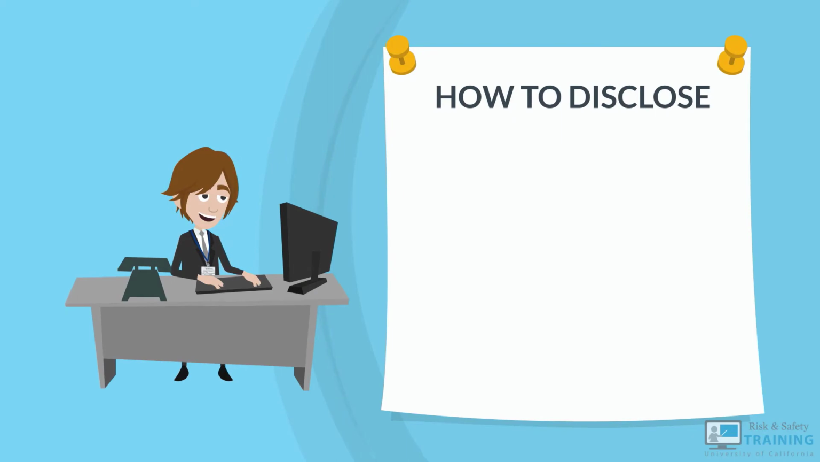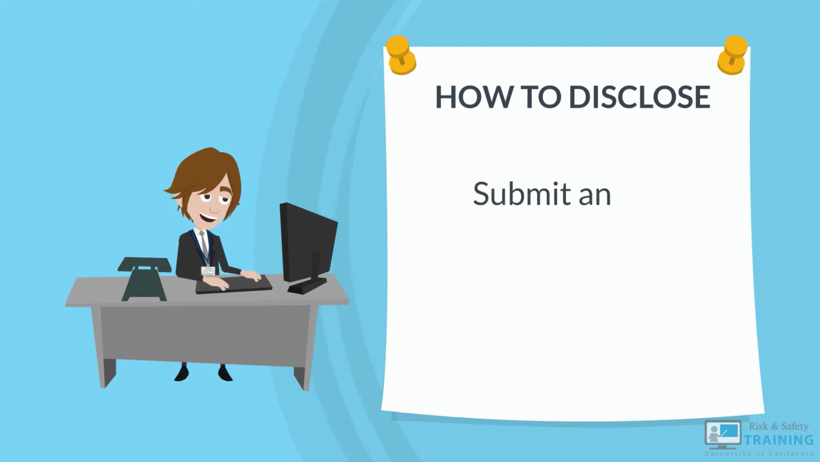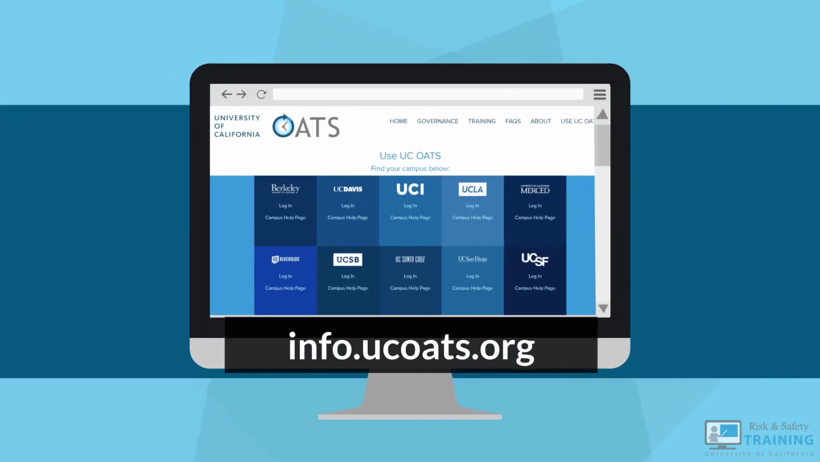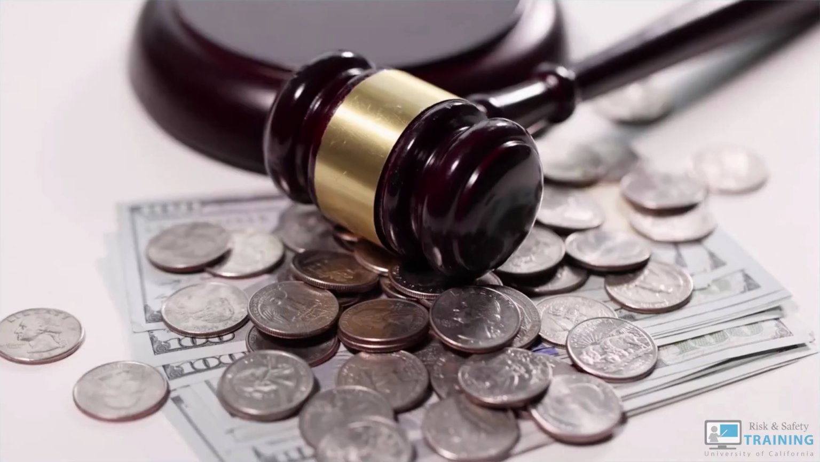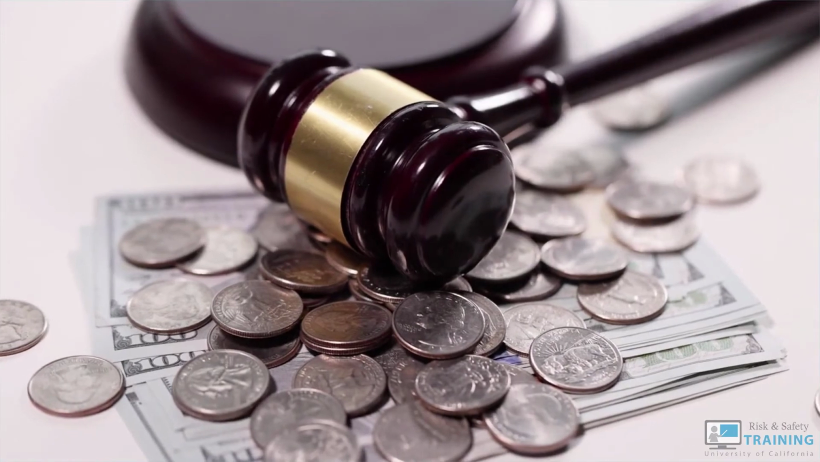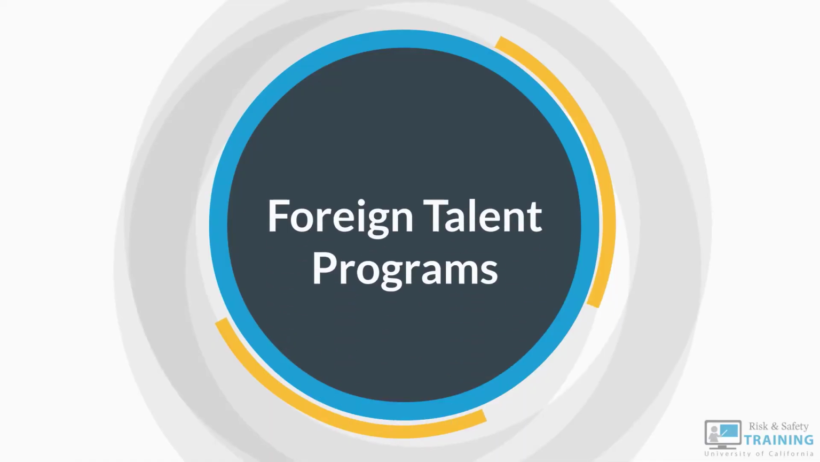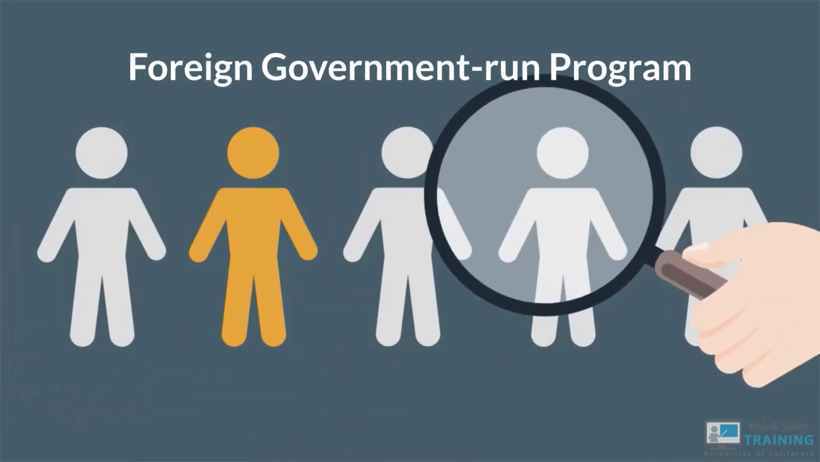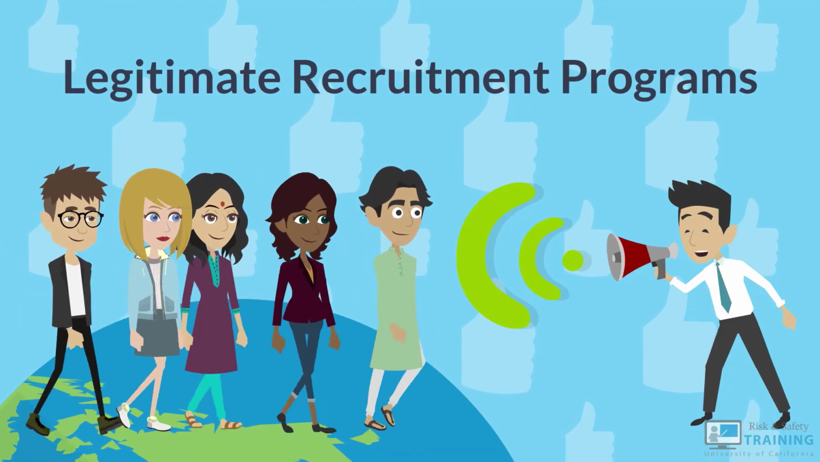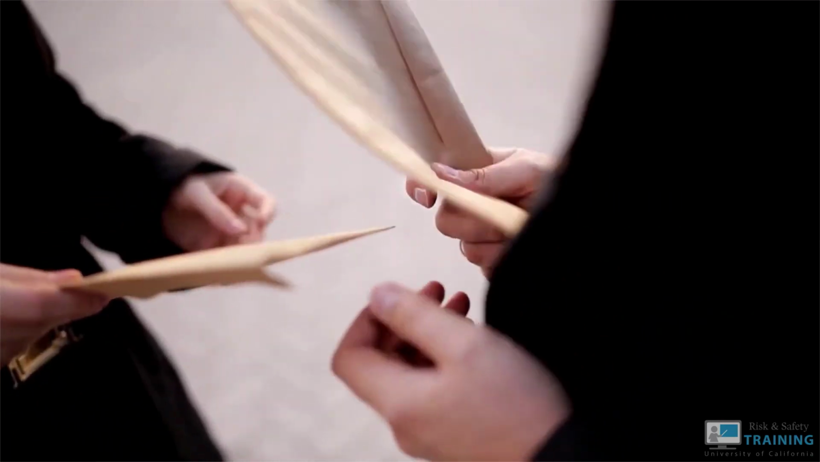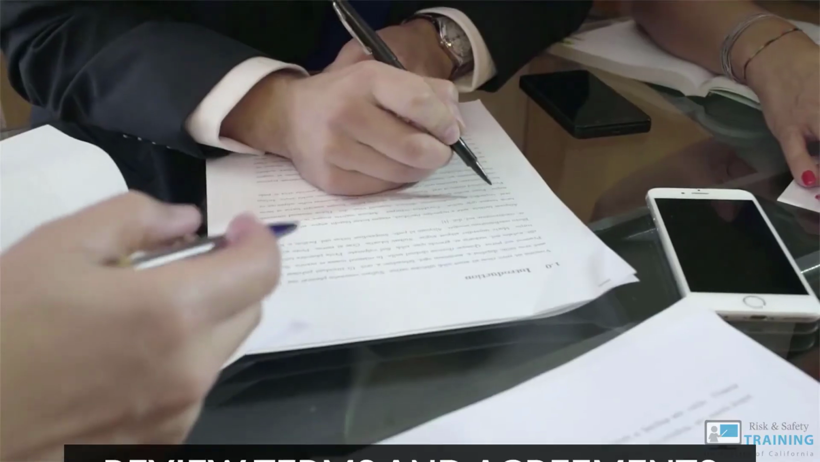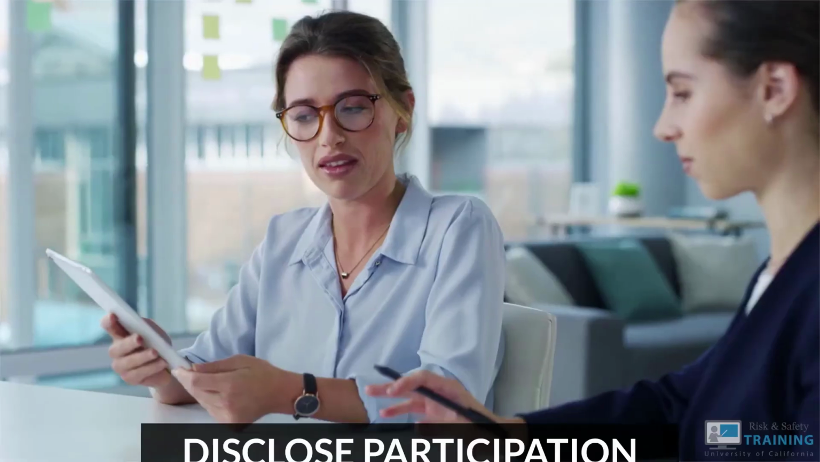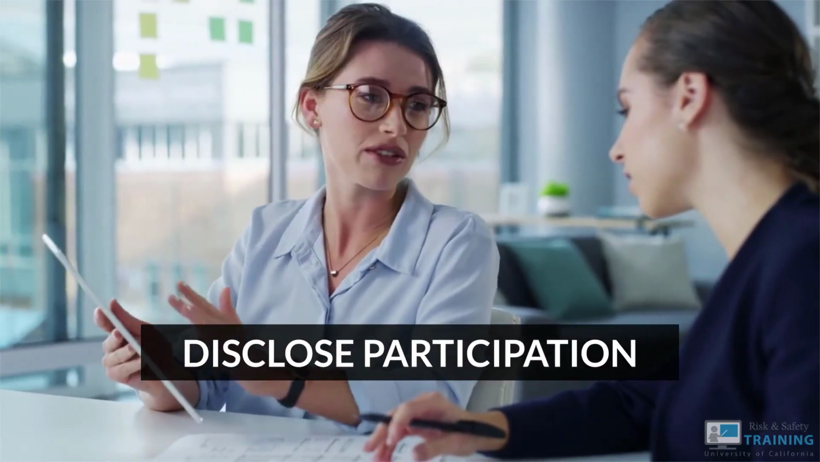To disclose your outside professional activities, submit an annual Conflict of Commitments report through UC's Outside Activity Tracking System, known as OATS. Substantial penalties can result from failure to disclose conflicts. Foreign talent programs are government-sponsored efforts to recruit researchers. While many recruitment programs are used for legitimate purposes, some promote unethical behavior. You should carefully review the terms of any foreign institution employment agreements and ensure that you appropriately disclose participation.